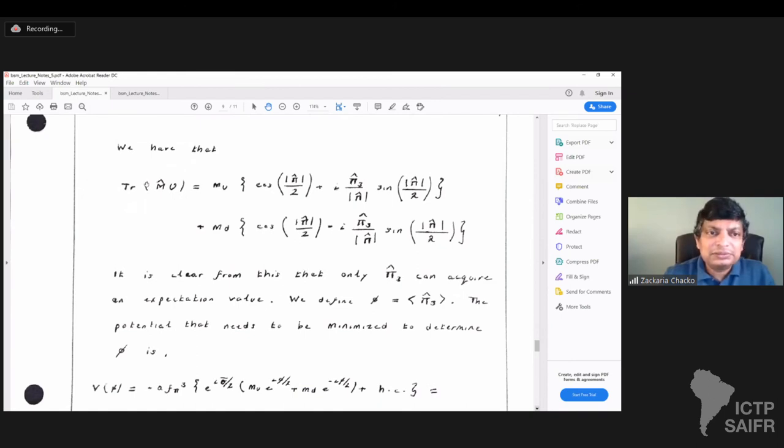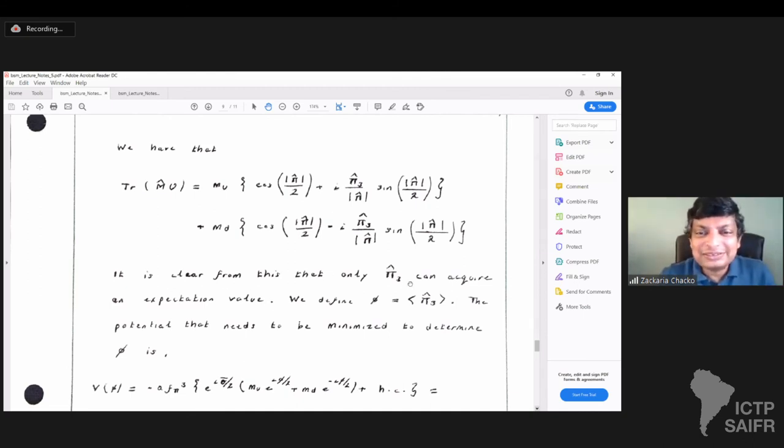Then the trace of M times U is this thing, right? And I like what I say here. It is clear from this that only pi three can acquire a vev. Okay, it's clear once you have stared at it for 5 minutes. It's not so clear if you're just staring at it for 10 seconds.